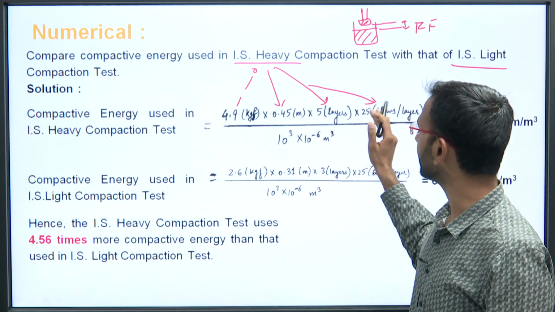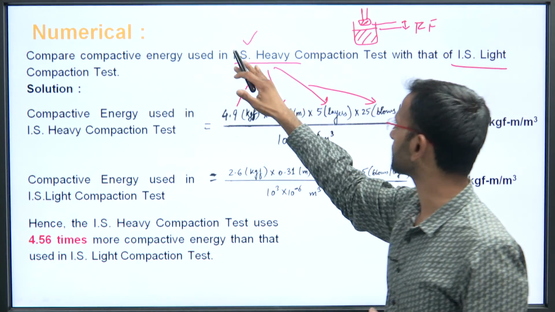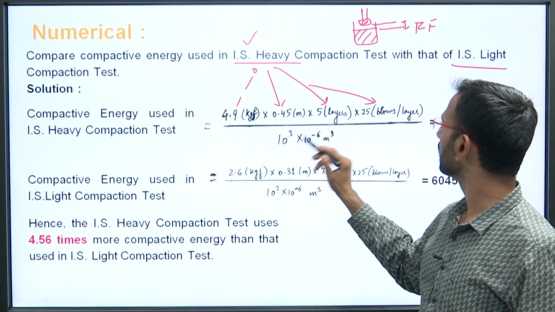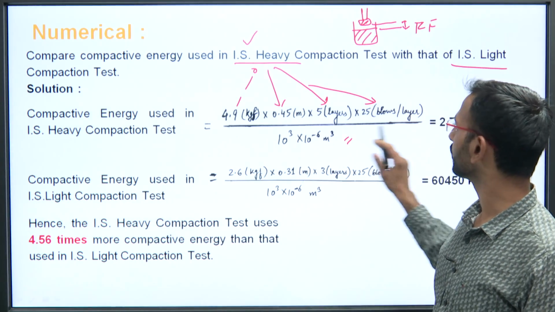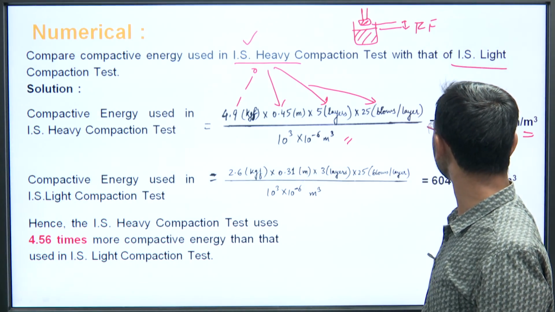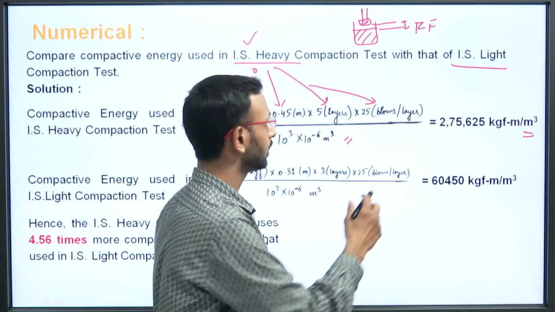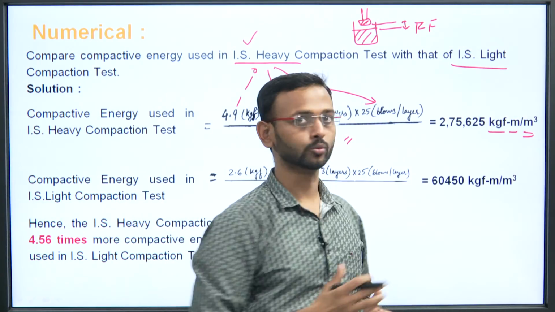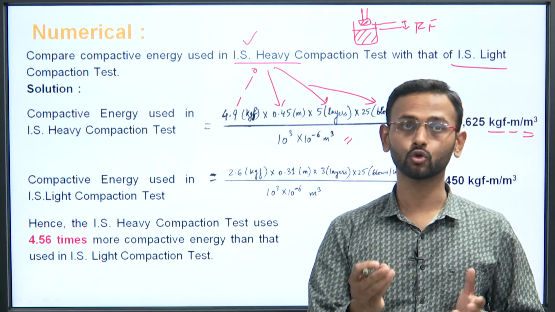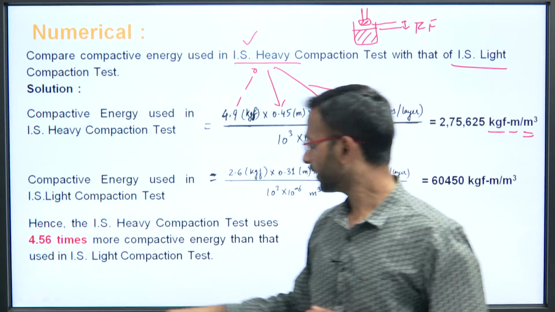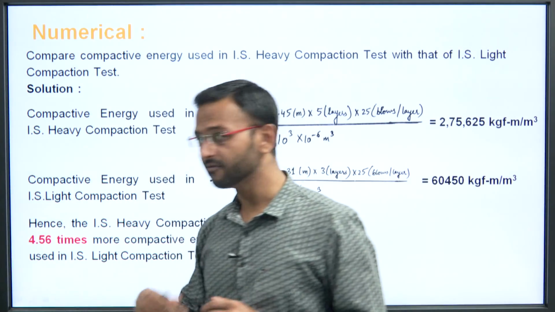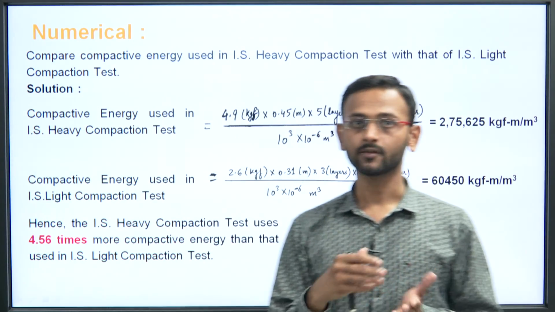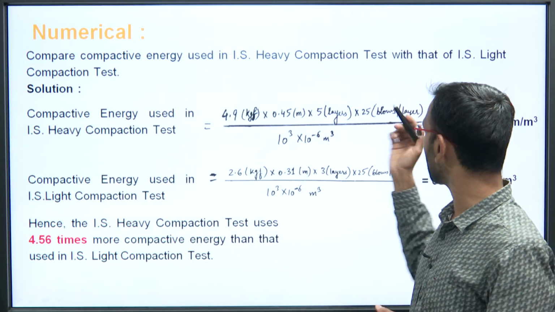You know this data because you have already performed this experiment, the IS heavy compaction test. Then we take the energy per meter cube, which comes out to be 2,75,625 kilogram force meter per meter cube. So this is the compactive energy used in the IS heavy compaction test. Now see here, when we are talking about the light compaction test, what happened there? In that case we used a 2.6 kgf hammer.